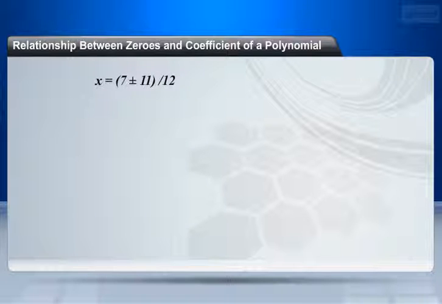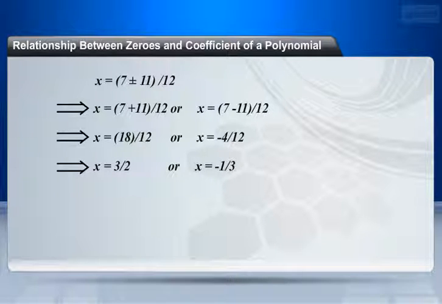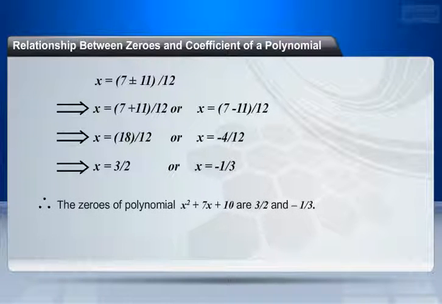This implies x is equal to 7 plus or minus 11 by 12. This implies x is equal to 7 plus 11 by 12, or x is equal to 7 minus 11 by 12. This implies x is equal to 18 by 12, or x is equal to minus 4 by 12. This implies x is equal to 3 by 2, or x is equal to minus 1 by 3. Therefore, the zeros of the polynomial are 3 by 2 and minus 1 by 3.